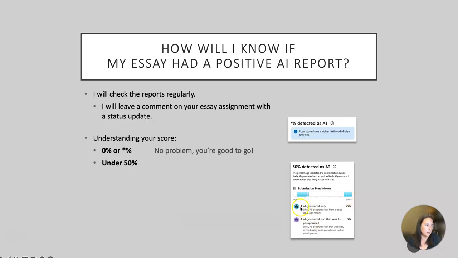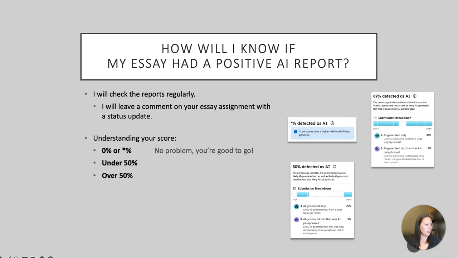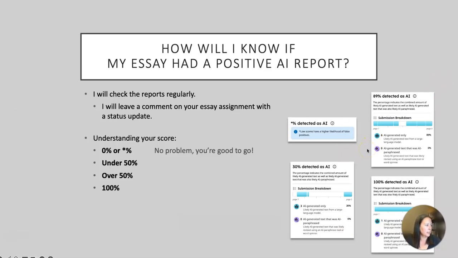Over here, this says that there are 3 sections of AI generated content only, which is likely AI generated text from a large language model, something like ChatGPT, Gemini, Claude, that sort of thing. Over here, it looks for AI generated text that was AI paraphrased. So it's likely AI generated text that was likely revised using an AI paraphrase tool or word spinner. I don't see this come up very often anymore. It's usually that. But in either case, you'll hear more from me. If it's over 50%, here's an example of what that might look like. And then here's an example of 100%.